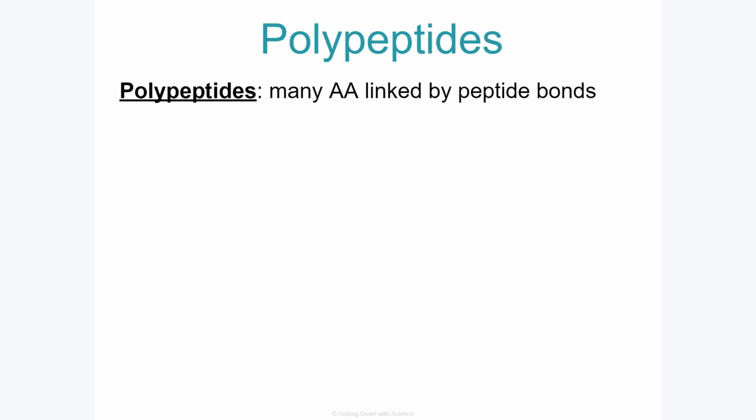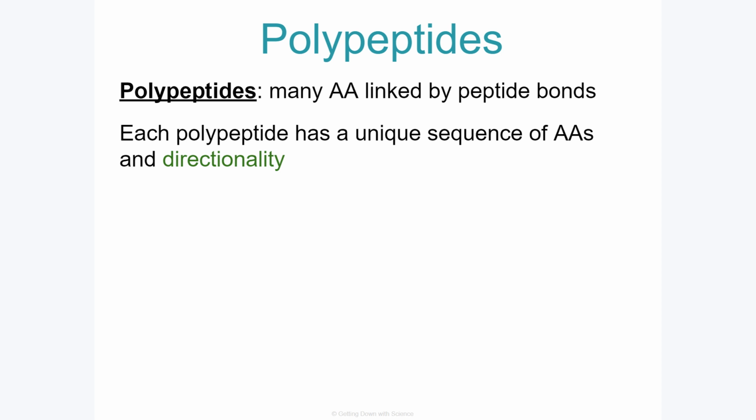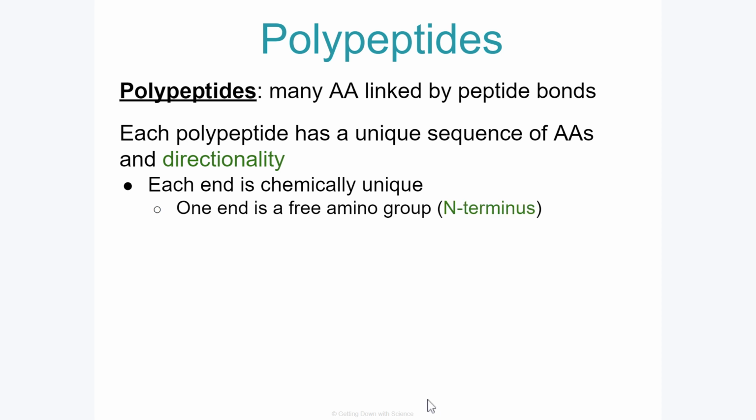So, polypeptides are many, many amino acids linked together by peptide bonds over and over again. Each polypeptide has a unique amino acid sequence and is directional. So you can only read it one way, like we read books left to right. Each end is chemically unique. One end is a free amino group, and one end is a free carboxyl group. These respectively are called N terminals and C terminals.